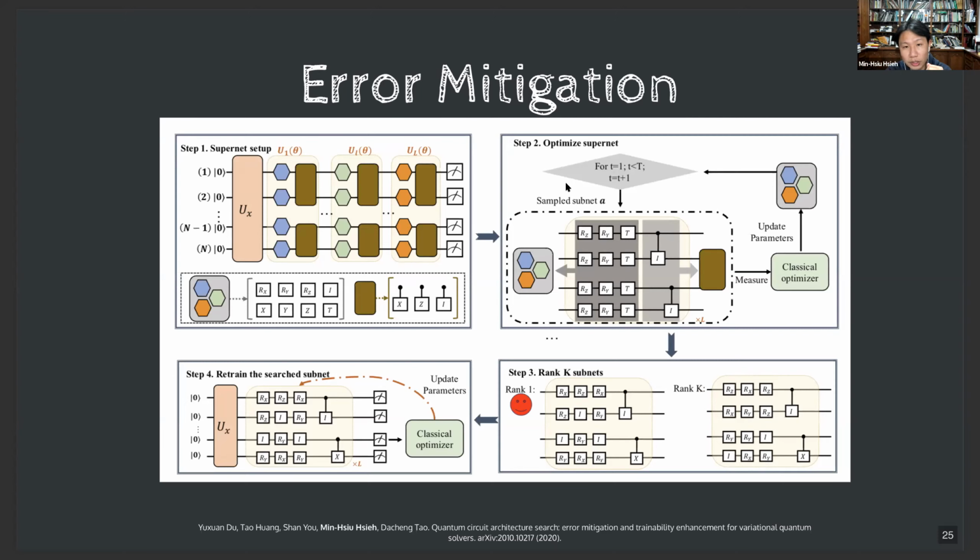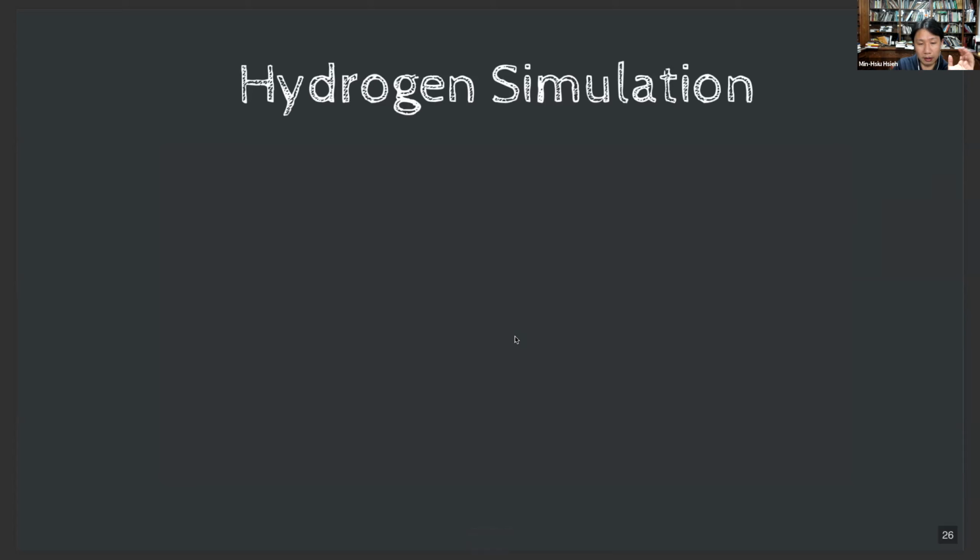But the weight sharing strategy creates additional questions. For example, you would not converge to the global minima as fast as you would without weight sharing. Okay. So this is a picture to illustrate the steps. But let me give you some numerical idea why this quantum architecture search would give us one of the best error mitigation performances.